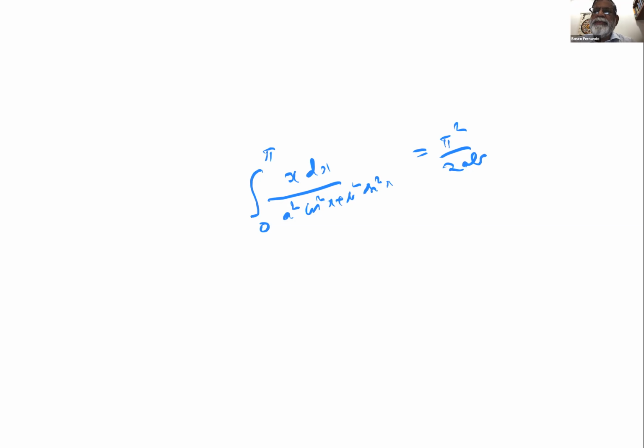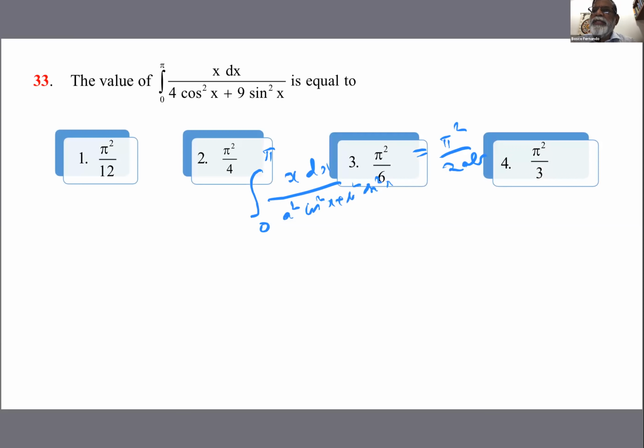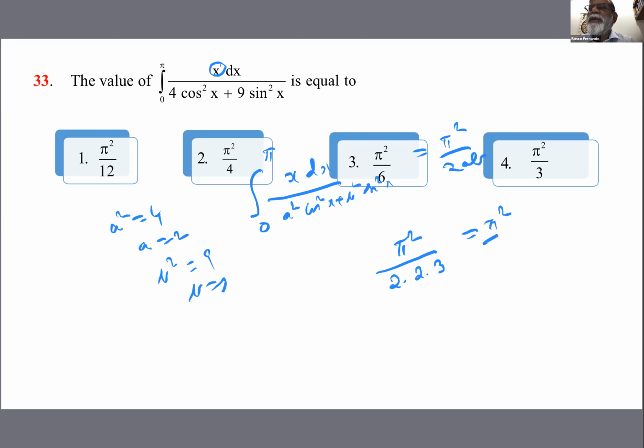So coming to the current problem, this is the integral from 0 to pi. A squared is equal to 4, so a is equal to 2. B squared is equal to 9, so b is equal to 3. So pi squared by 2ab, pi squared by 2 into 2 into 3, so it is equal to pi squared by 12. That is the answer. That is option number 1.